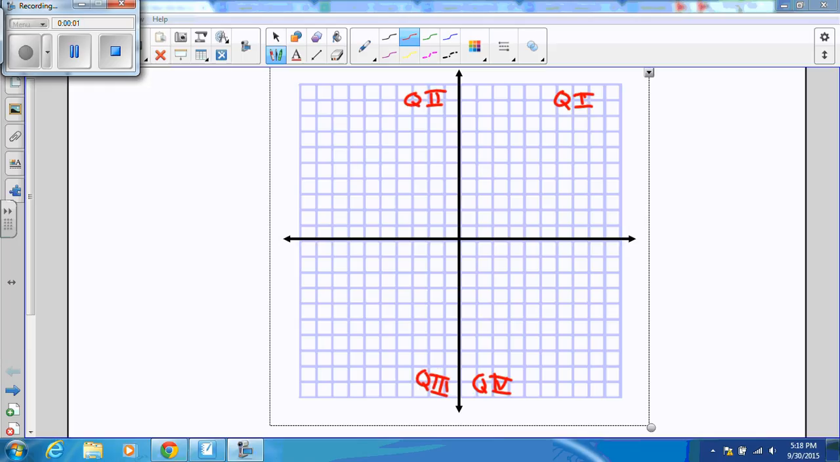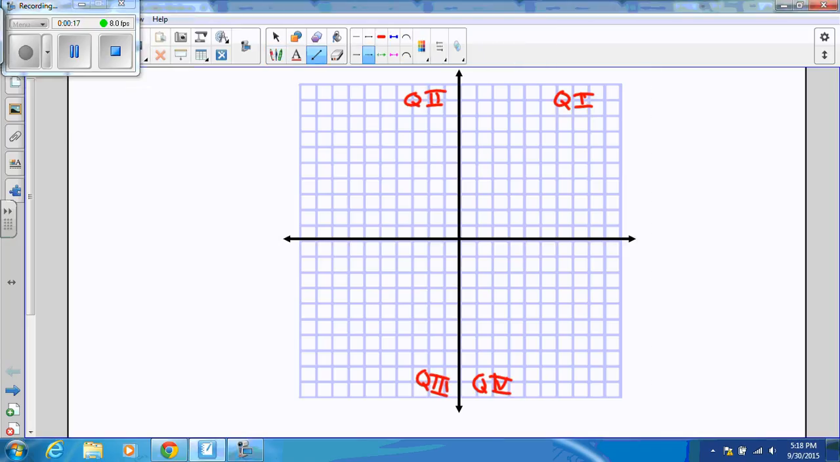Right at the end of class, we were talking about the situation that can occur when your vector is in quadrant 2 or quadrant 3. And I want to illustrate with a quick example and then summarize with a quick rule of thumb.